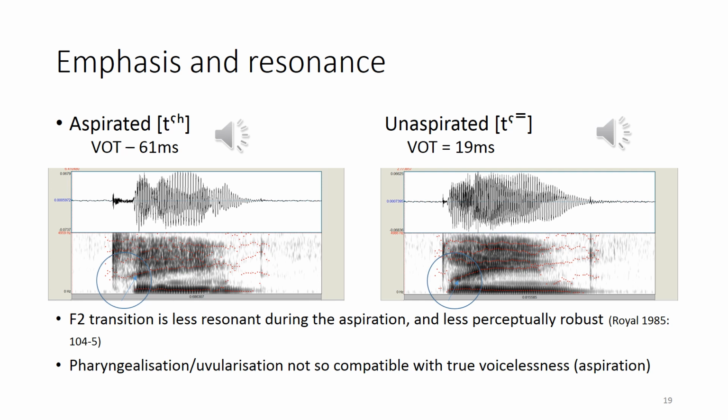In the unaspirated one, the transition is mostly voiced. This insight comes from Roal's PhD thesis of 1985. I think it's quite an important point. It shows that pharyngealization, or if you think it's uvularization, is not so perceptually compatible with aspiration, i.e. emphasis is not so compatible with sounds that have an open glottis.